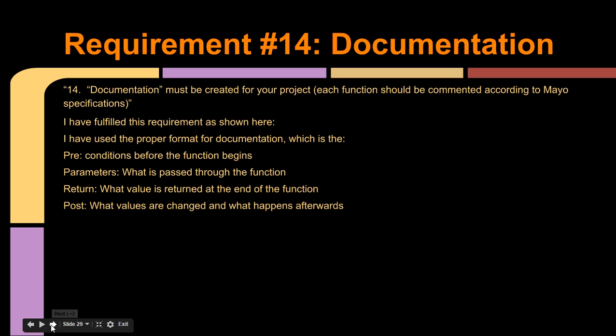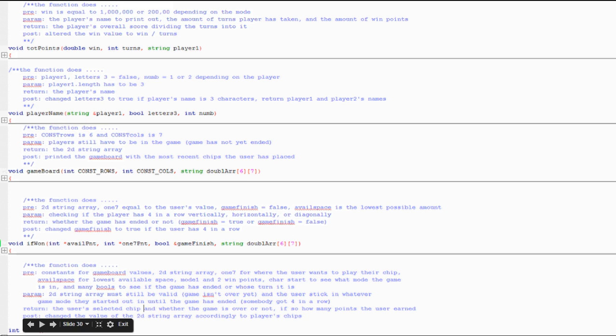Like for the if 1, then it'll return the game finish if the game is over. So I was actually able to fit all this documentation here. That's surprising. So I have it up here. The function does when is equal to a certain amount, which again is divided by the turns depending on how many turns the user took. So the lowest amount, they get the higher points. Parameters, what's passed, the player's name is printed out. And also the game finish has to be true in order for this to happen, because you don't get the points if you haven't won yet. And then post, you alter the win value.